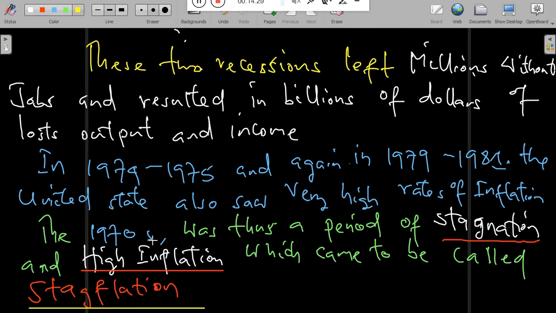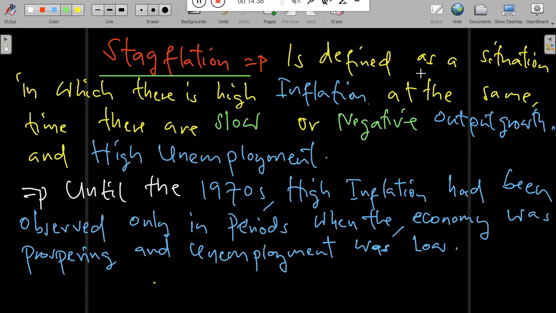In simple terms, stagflation is defined as a situation in which there is high inflation, at the same time as low or negative output growth and high unemployment. So you can observe in the economy these three effects happening together. Until the 1970s, high inflation had been observed only in periods when the economy was prospering and unemployment was low.